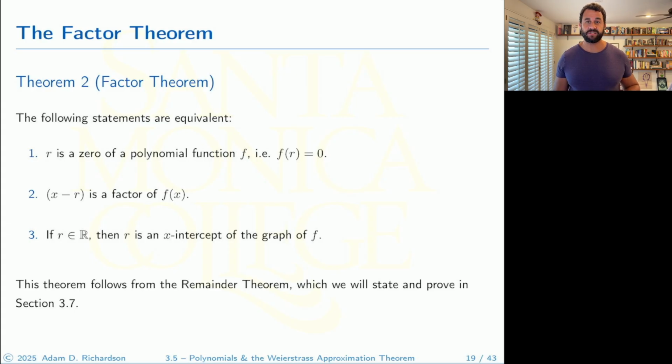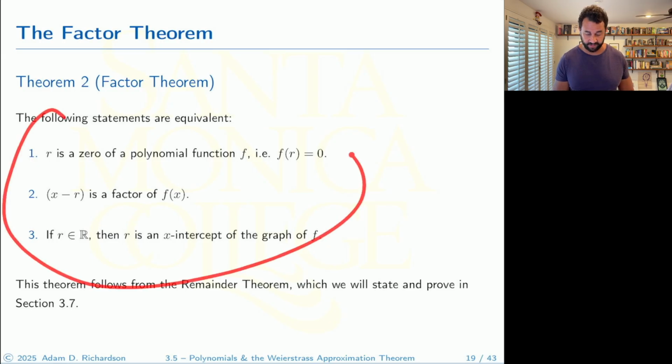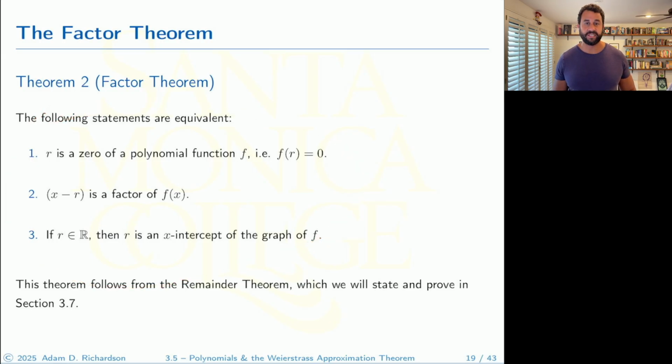This theorem actually follows from something called the remainder theorem, which we're going to prove in section 3.7. We need to know a little bit about complex zeros of polynomials before we can prove the remainder theorem in general. So we're going to hold off until 3.7 to prove the remainder theorem, from which the factor theorem follows. All right.